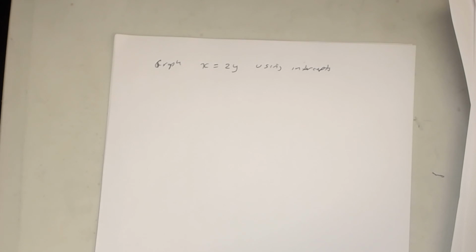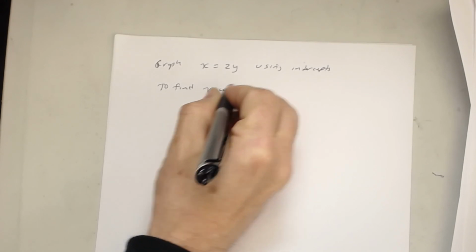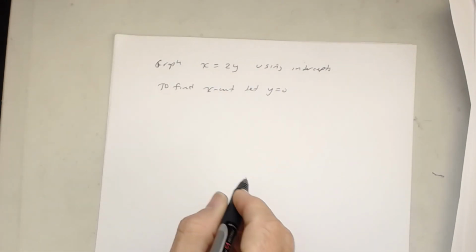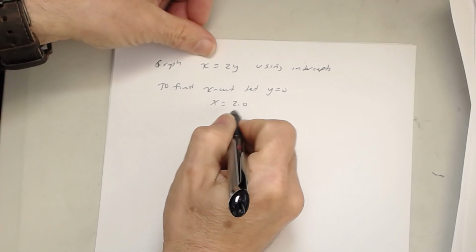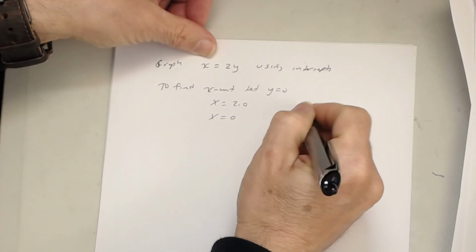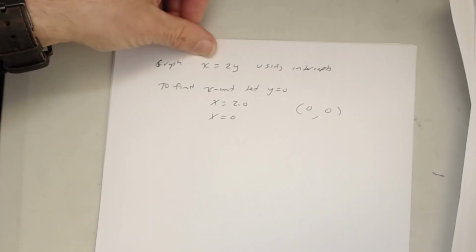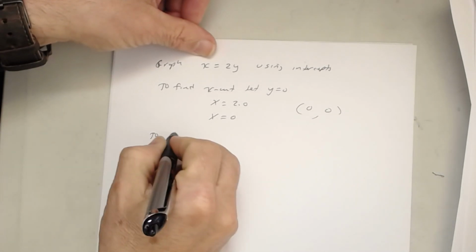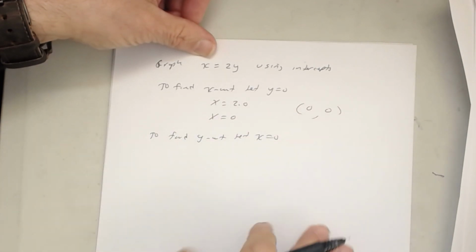All right, to find the x-intercept, what do you do? You let y equal 0. To find the y-intercept, what do you do? All right, let's do that. So let's see what happens. To find the x-intercept, you let y equal 0. So if I let y equal 0, I get x equals 2 times 0, right? So I found the x-intercept. The x-intercept is going to be where x is what? 0. As an ordered pair, what is that? (0, 0). (0, 0) is the what, though? The origin, okay?